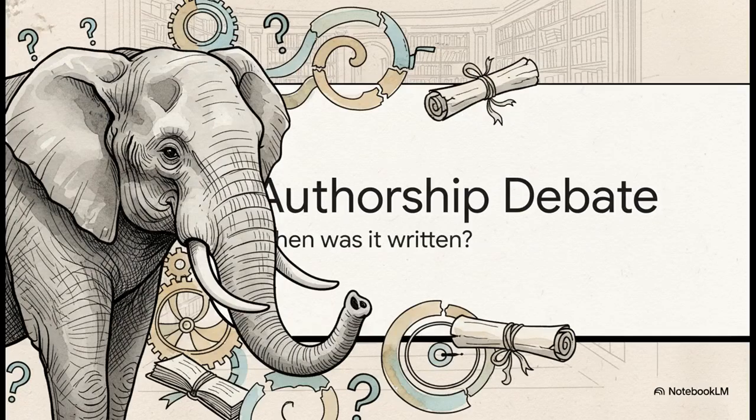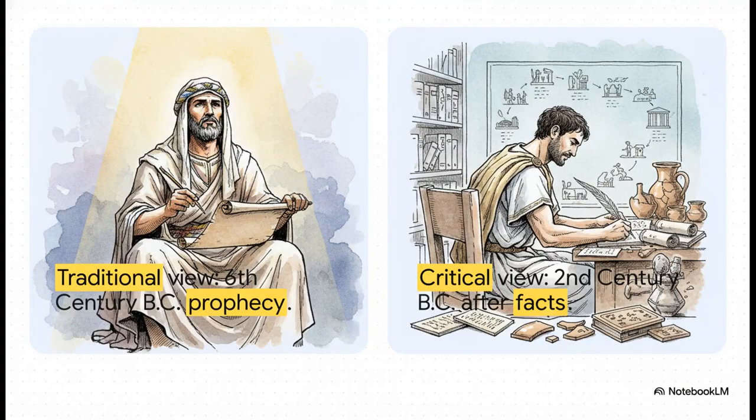All right, on to Section 4, the authorship debate. Because this text maps out the rise and fall of these empires with such extreme specificity, especially the actions of Greek rulers like Antiochus Epiphanes, who desecrated the Jewish temple in 167 BC, it has naturally fueled a massive academic divide.